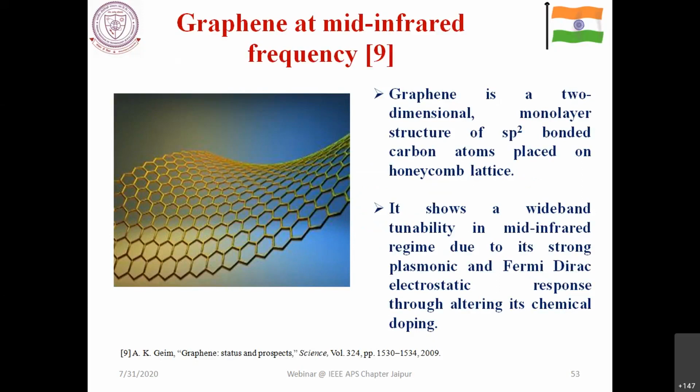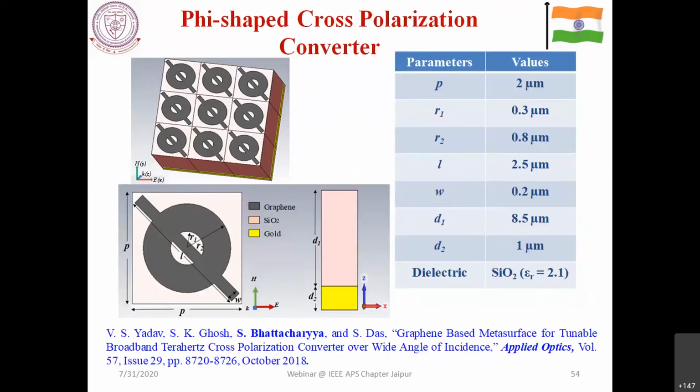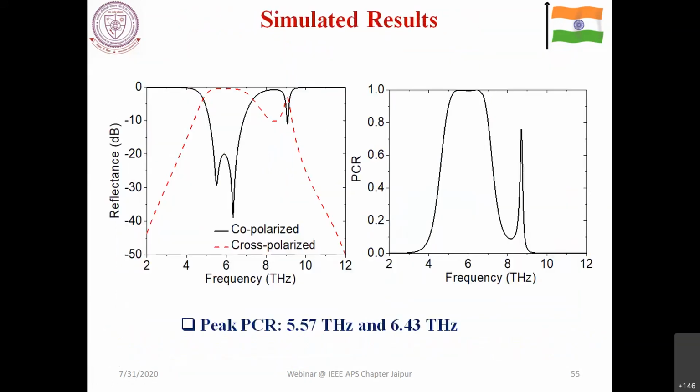So one can design some kind of metasurface antenna. Here we are showing a cross-polarization converter using the graphene layer. This phi shape is nothing but graphene. You have a silicon dioxide layer, and then a gold layer in between. So you are not using any metal at the top; you have a silicon dioxide layer, and after that a graphene pattern in the 2D plane. And this structure offers what you can see.